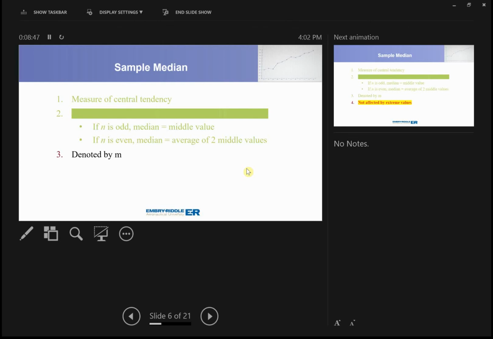The thing we like about the median is it's not affected by extreme values. So we're going to come back to this point. This is a very big advantage of the median. There is a notation for the median. We don't usually use it. This isn't really standard notation. The book uses small m. Some people use that, but we're not going to use that notation a lot. So let's go ahead and just compute the median for a few simple examples.